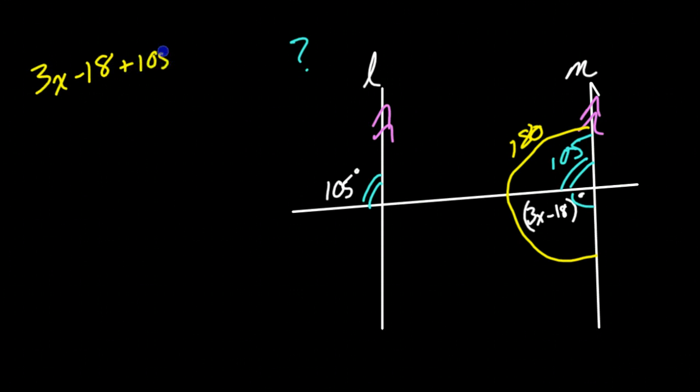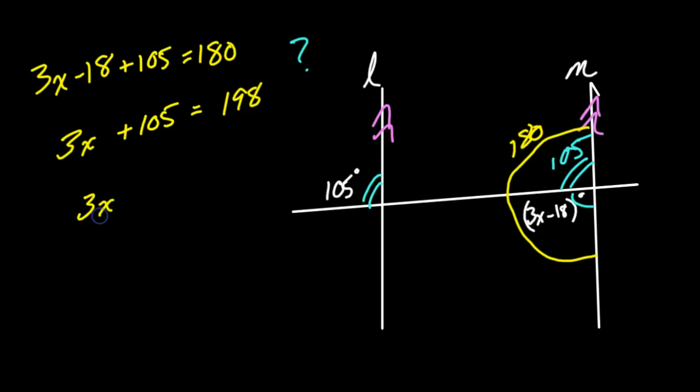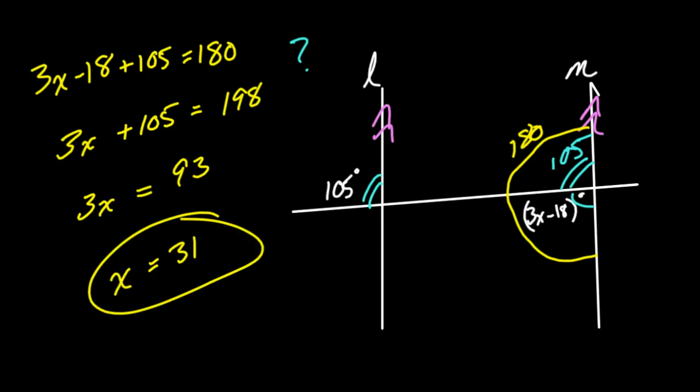We've got 3x minus 18 plus 105 has to equal 180. So let's do the math here. I've got 3x. I'm going to add 18 to both sides, 198. I will subtract 105 from both sides. So I get 93. And then I'll divide by 3 on both sides and I get x equals 31. So x has to be 31 for those two lines to be parallel.